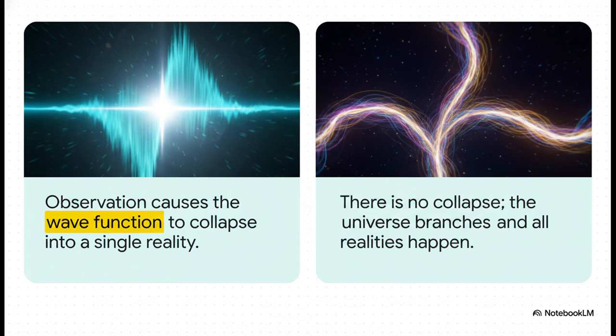In the Copenhagen view, observation causes the wave function to shrink down to a single reality. But in the many worlds interpretation, there is absolutely no collapse. Instead, when a quantum event with multiple possibilities occurs, the universe itself simply branches. Every single possible reality actually happens, just in completely separate, non-communicating parallel universes.